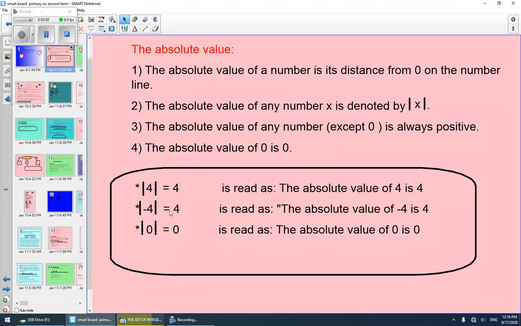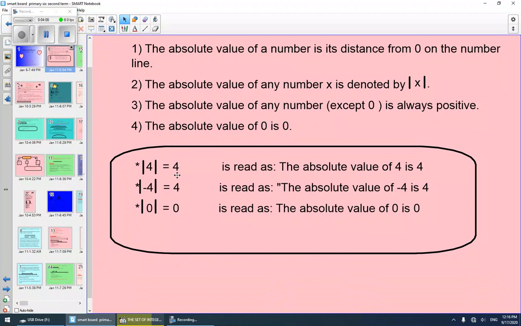Look at this. The absolute value of 4 equals 4. Read it as: the absolute value of 4 is 4. And the absolute value of negative 4 is 4. The absolute value of 0 is 0.